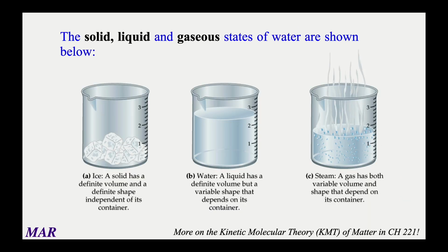Here's a picture showing the solid, liquid, and gaseous states of matter. And again, ice has a very definite shape and very definite volume. Liquid water has a definite volume, but a variable shape. So if we pour that beaker of water on the table, it's going to go all over the place. It'll be very flat instead of compact. And then finally, the steam.